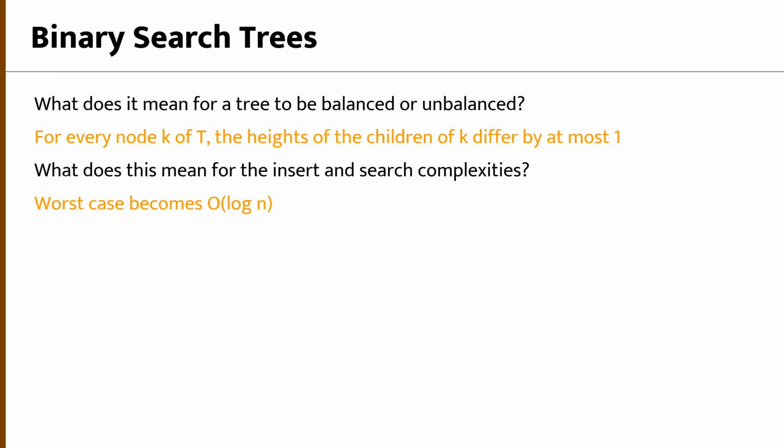So what does it mean for a tree to be balanced or unbalanced? Basically, for every node K, the heights of the children of K must differ by at most 1. If this is the case, then the insert and search complexities will always be O(log n) in the worst case. And what happens when we say the worst case is O(n) is you get something that looks like this. That will provide you with the worst case complexity O(n) for inserting and searching.